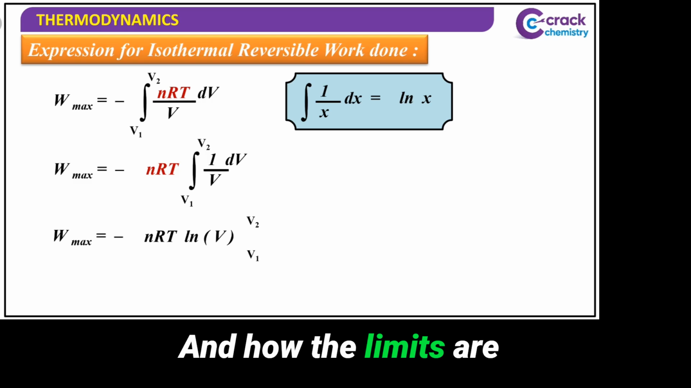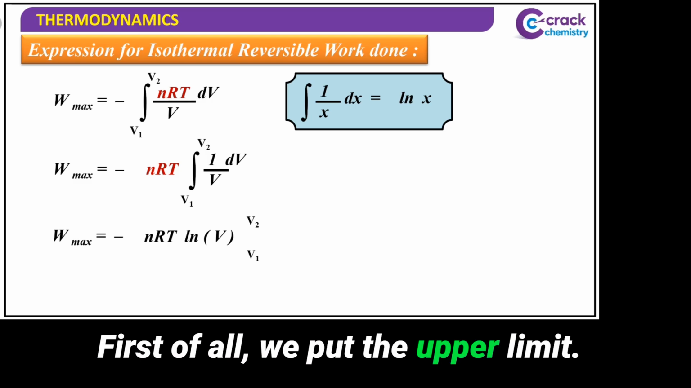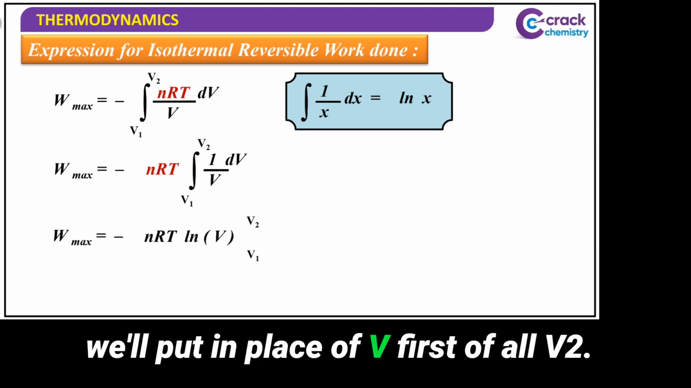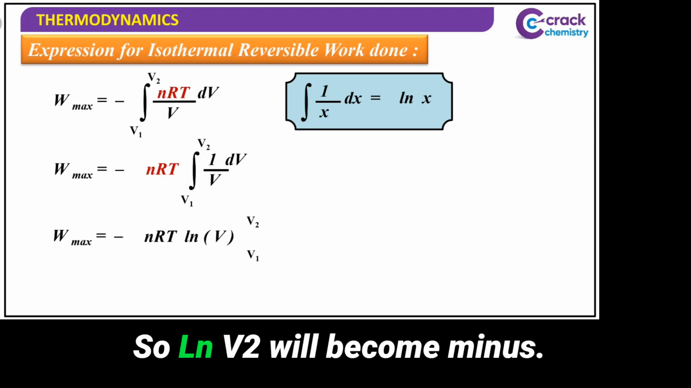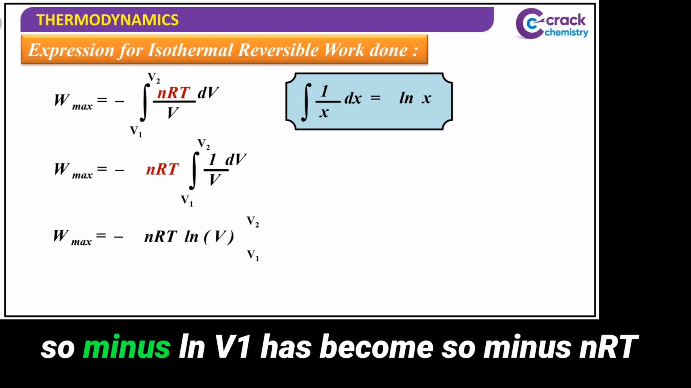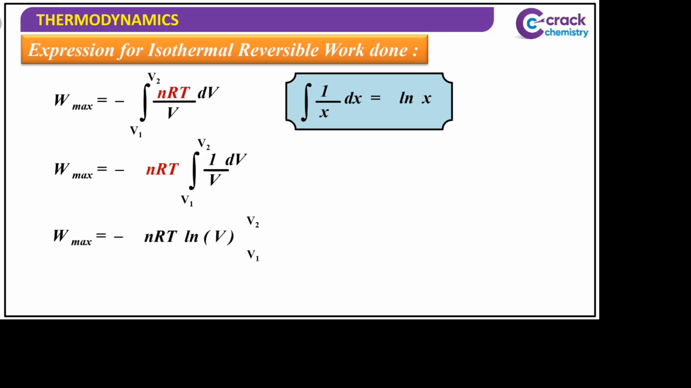And how are the limits solved? In the integration, first of all, we put the upper limit minus the lower limit. Like, in place of V, first of all we put V2, so ln V2 will become minus. Now this time we'll put V1 in place of V, so minus ln V1 has become. So minus nRT into ln V2 minus ln V1 will come out.